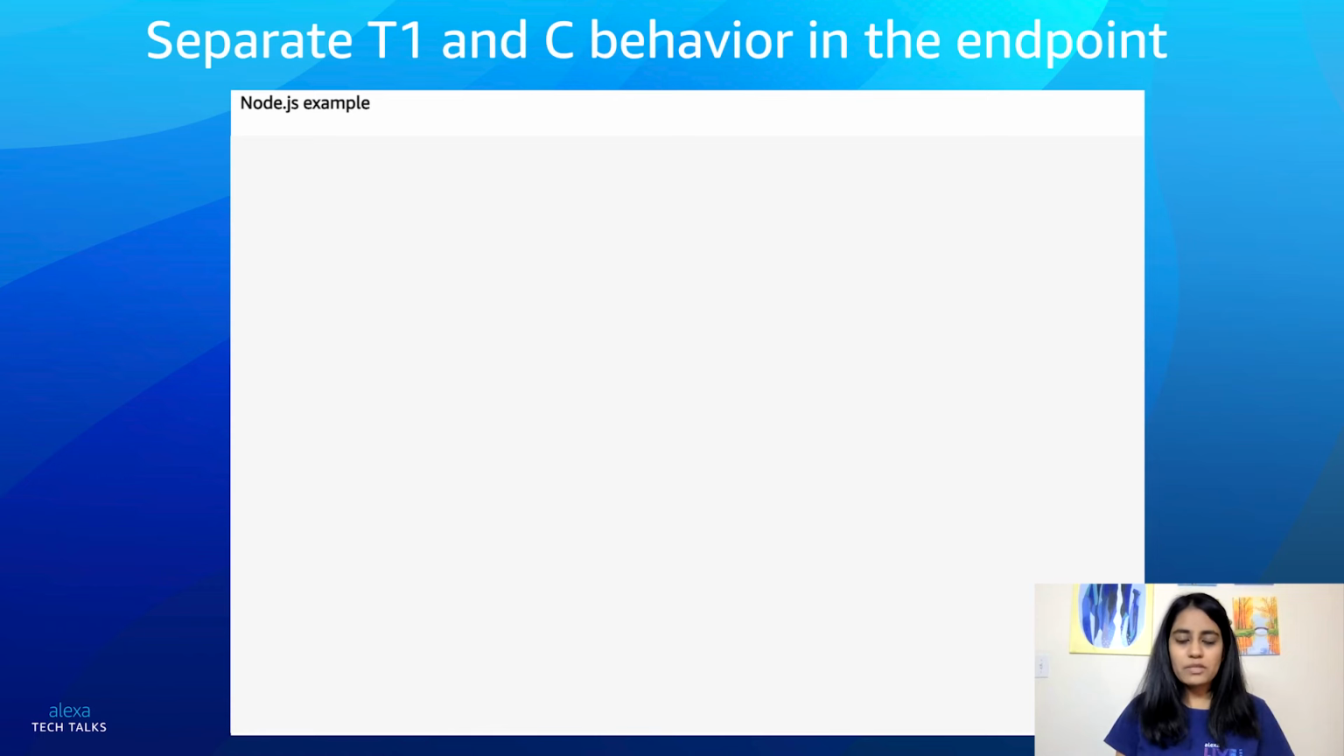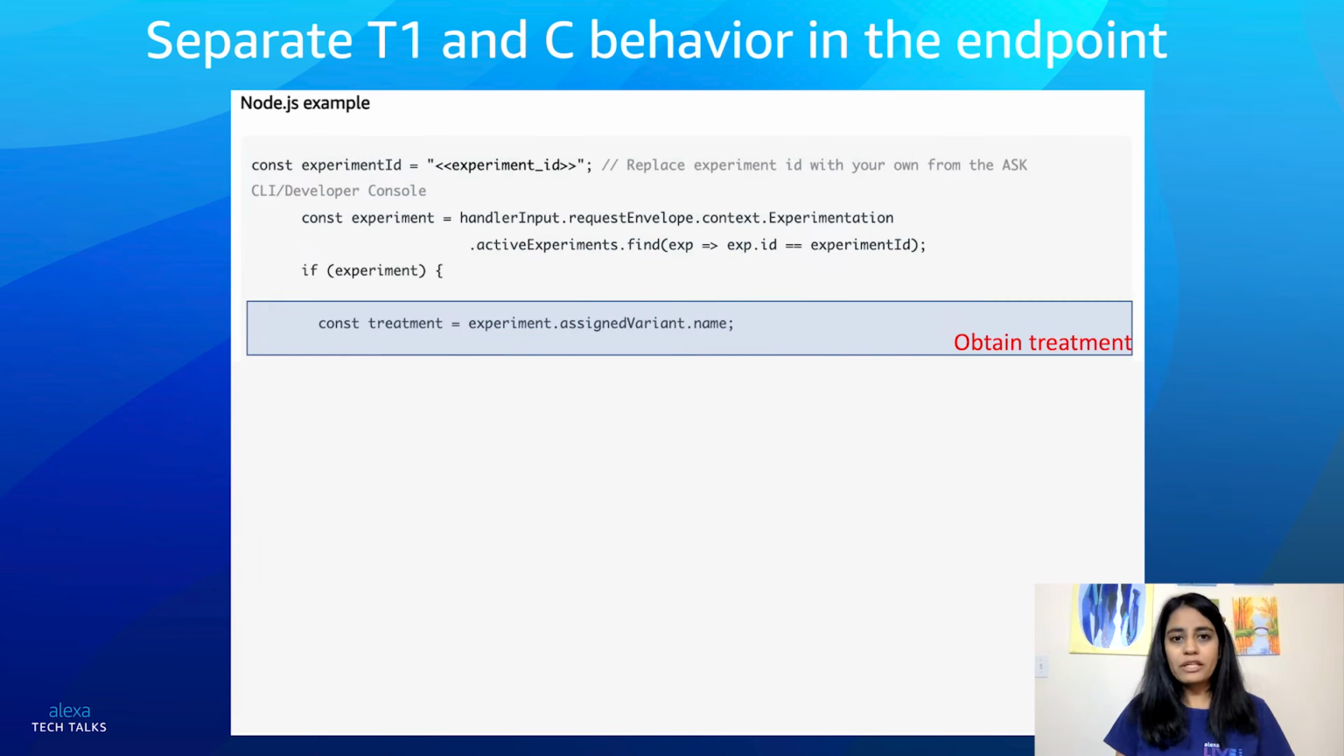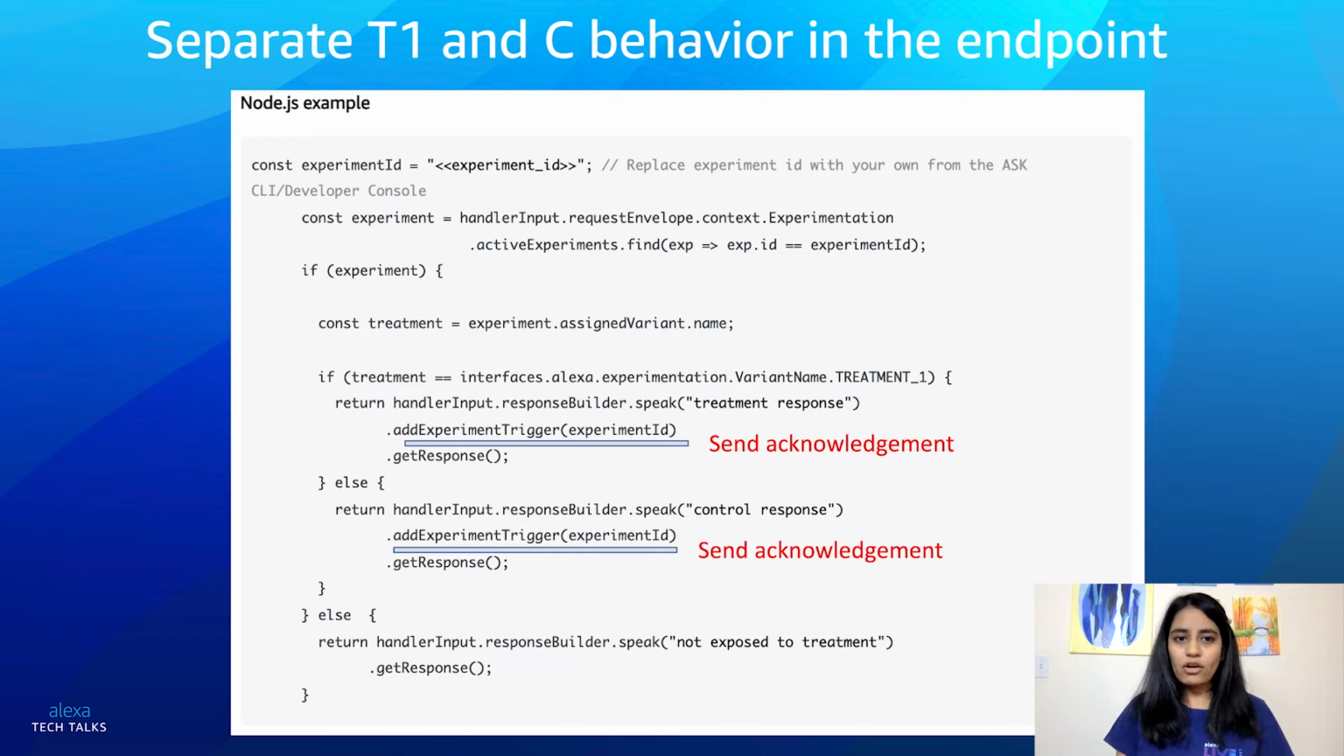The main usage of the experiment ID in your endpoint code is for validation and for sending the acknowledgement in response to Alexa. The steps to set up endpoint code are validation of the experiment ID, obtaining the treatment information from the request, writing conditional statements for control and T1 experiments, and returning the response accordingly with the acknowledgement. You can see in this example how endpoint code should be configured for Node.js.